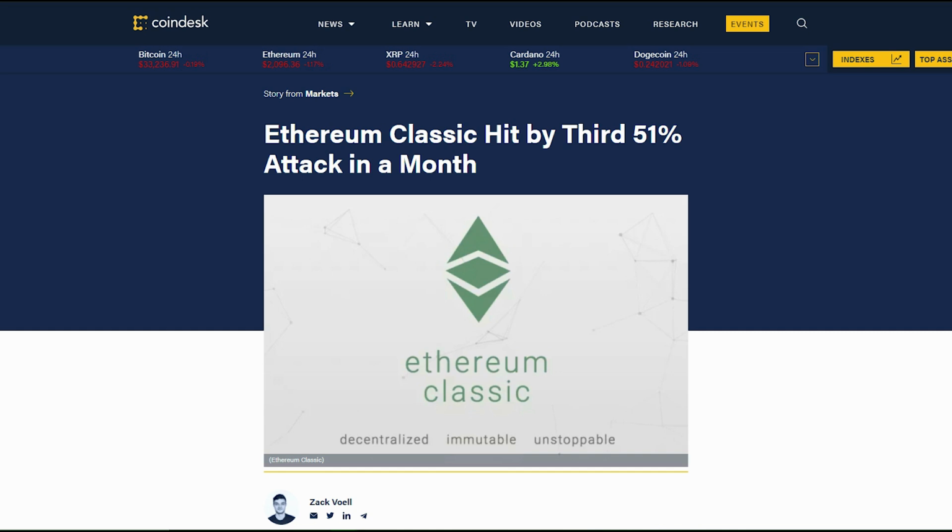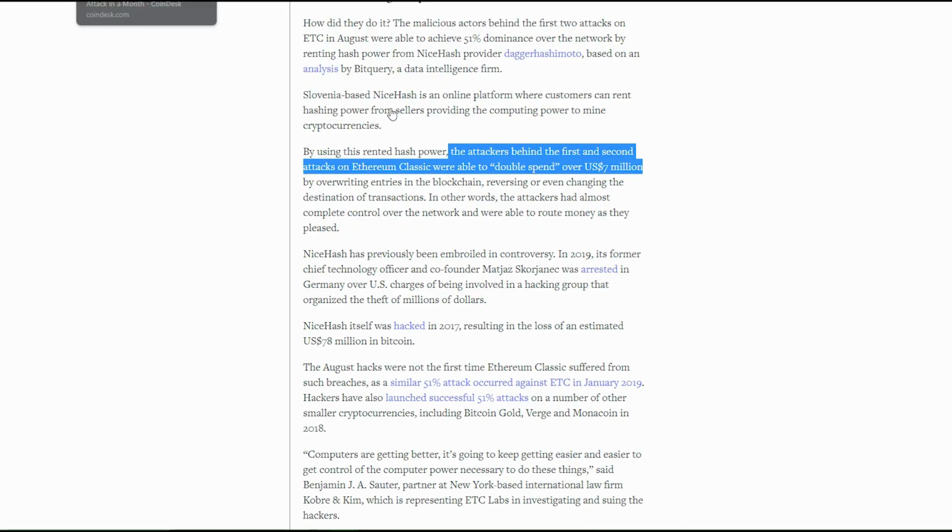Now, the culprits behind the recent 51% attacks on Ethereum Classic used rented mining hash power to carry off their heist, exploiting a vulnerability common to cryptocurrencies that rely on proof of work as their underlying consensus mechanism. Now, they rented mining hash power, and of course I'm not going to show you where to get that rental and how to get it done, but pretty much they rented hashing power in order to gain control of 51% of all of these attacks that they did on Ethereum Classic.